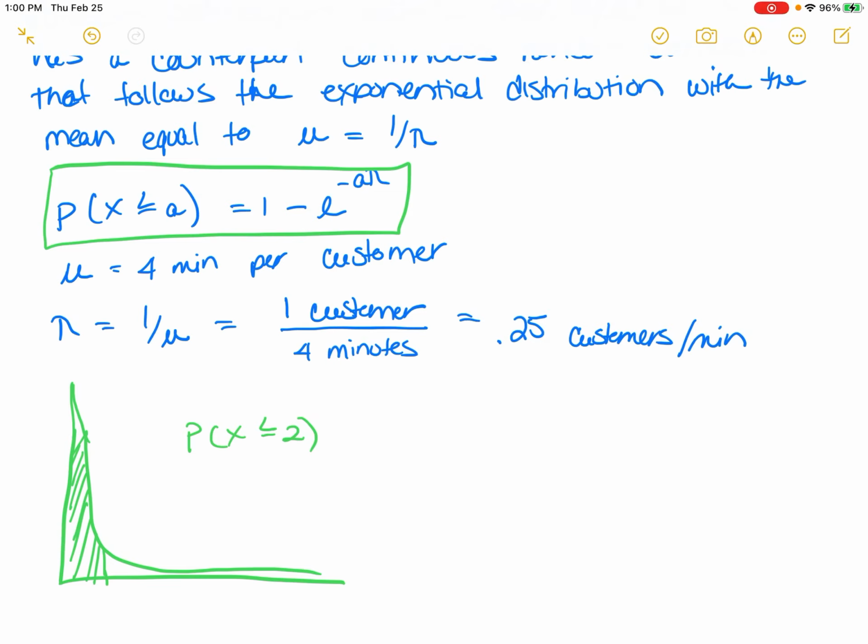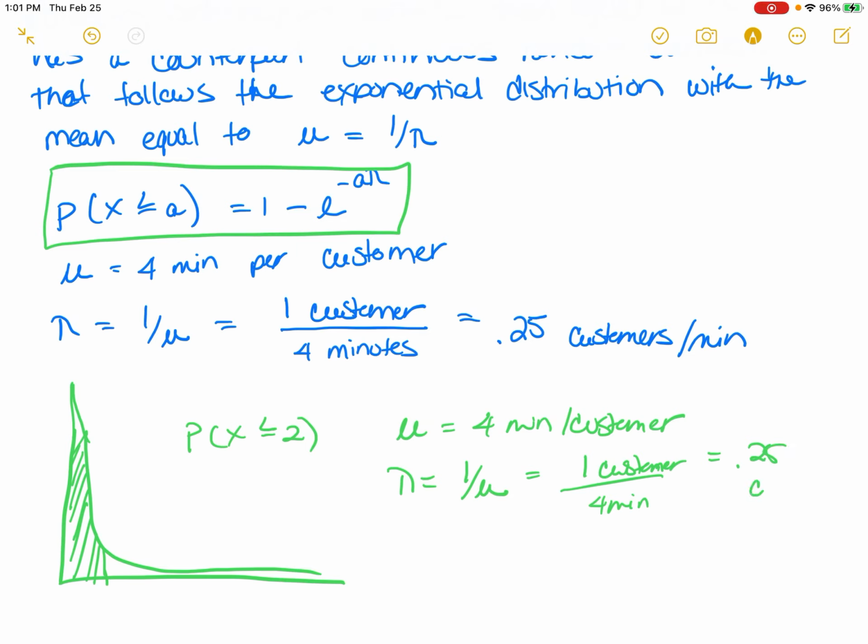We find this by saying, we know that mu, they told us, from taking it from here, is equal to 4 minutes per customer. And we know now that lambda is equal to 1 over mu, and that is one customer per 4 minutes. That is going to give us 0.25 customers per minute.